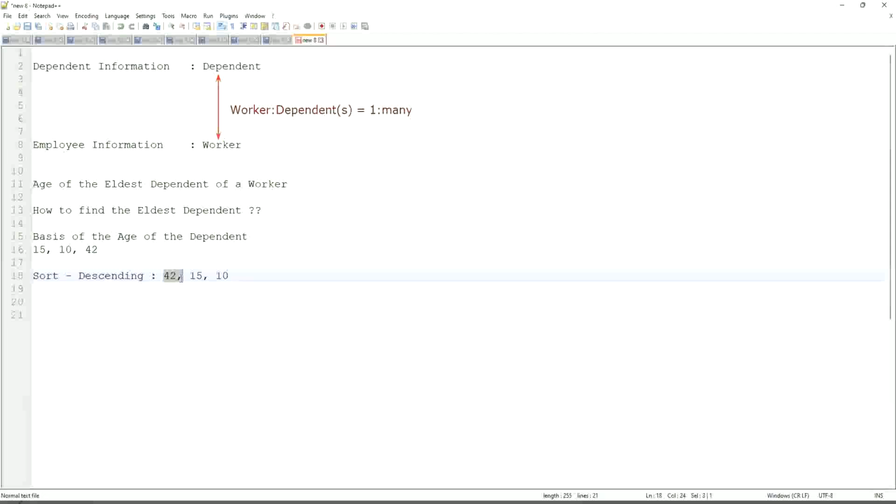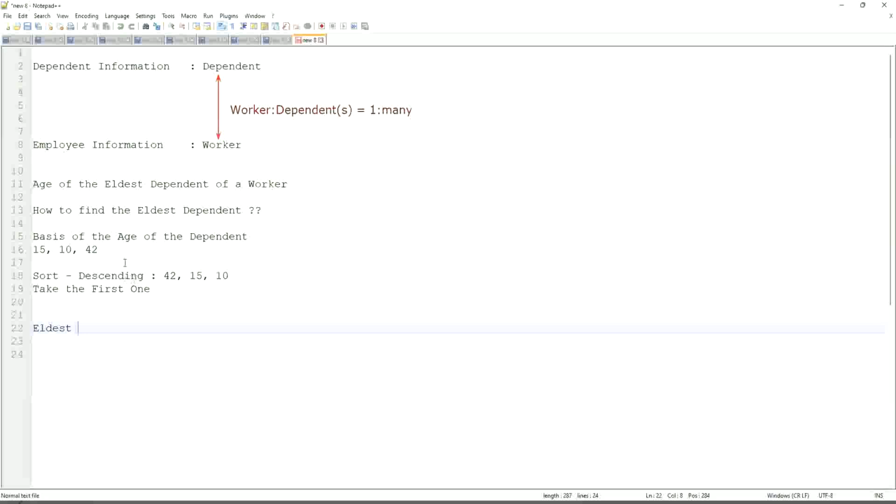Take the first one. So sort descending. Take the first one. That is equivalent to the eldest. Right. This is the eldest.